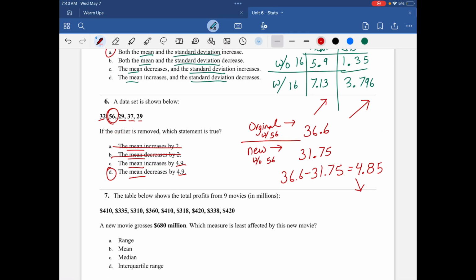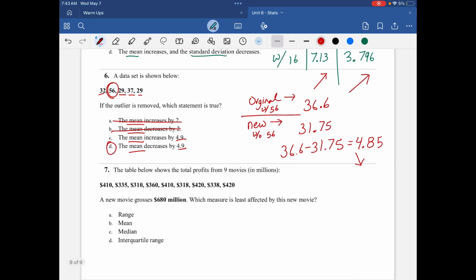All right, let's finish up with number 7. It says the table below shows the total profits of 9 movies in millions of dollars. We have 410, 335, 310, 360, 410, 418, or 318, 420, 338, and then again 420. So it says a new movie grosses $680 million. Which measure is least affected by the movie?